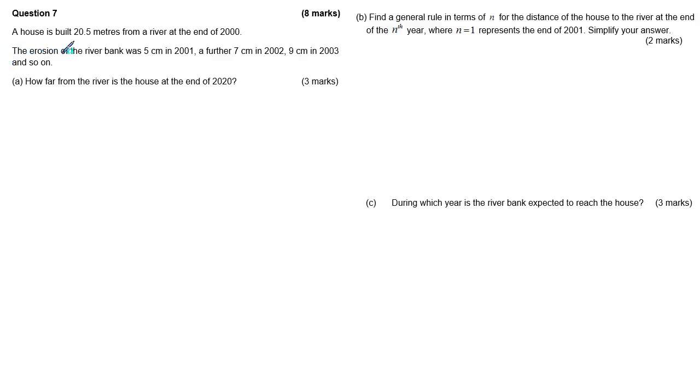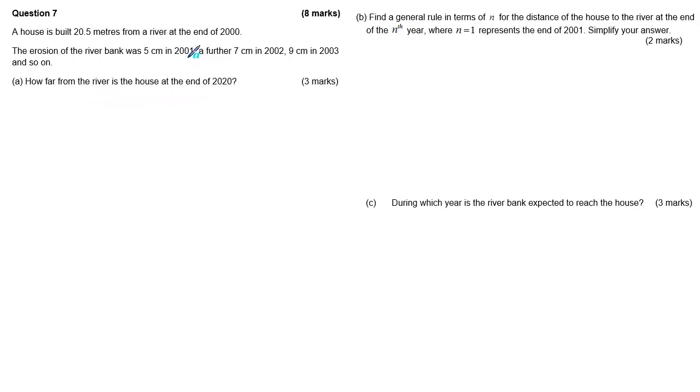A house is built 20.5 meters from a river at the end of 2000. The erosion of the riverbank was 5 centimeters in 2001, a further 7 centimeters in 2002, 9 centimeters in 2003, and so on. How far from the river is the house at the end of 2020?